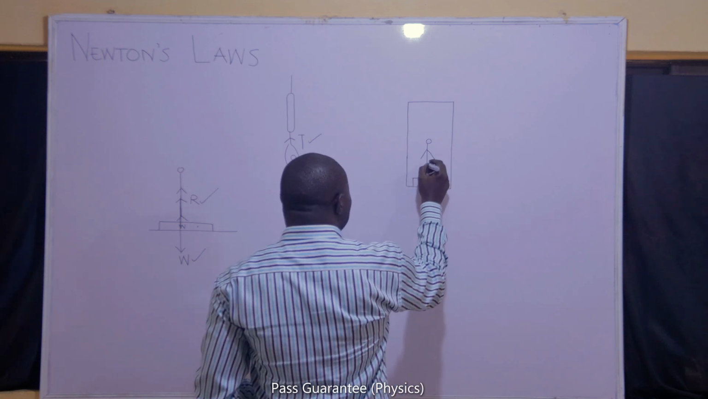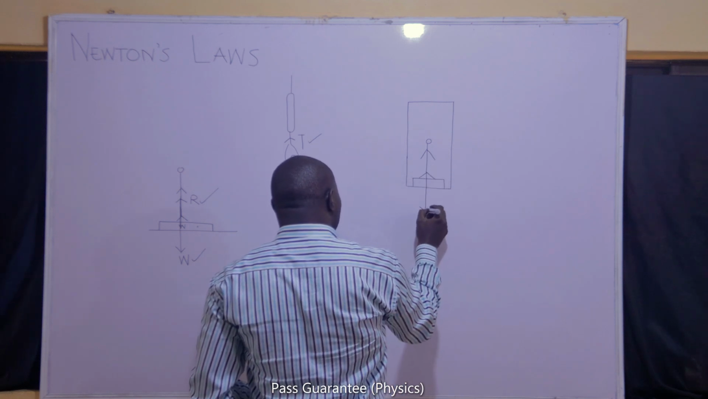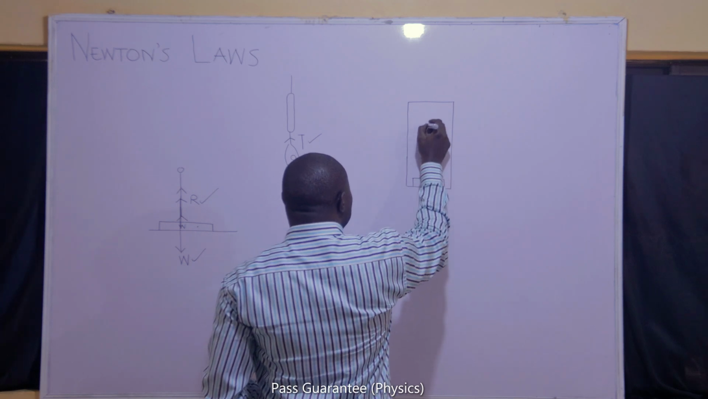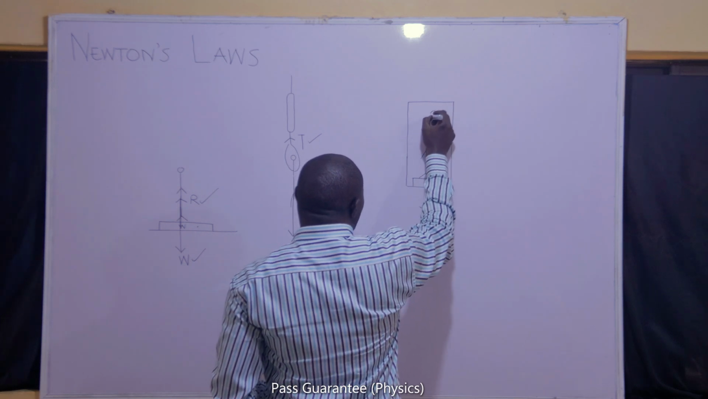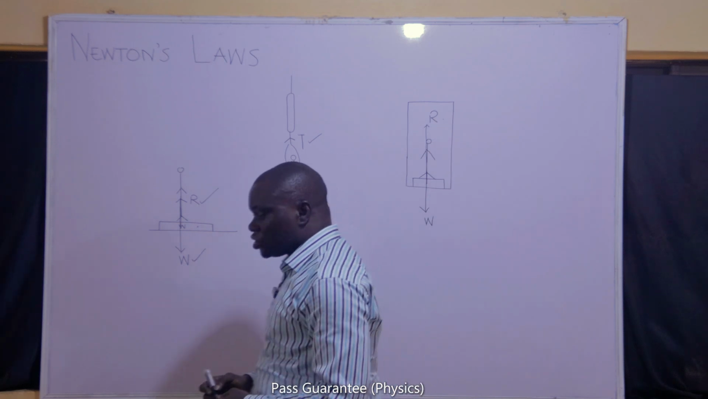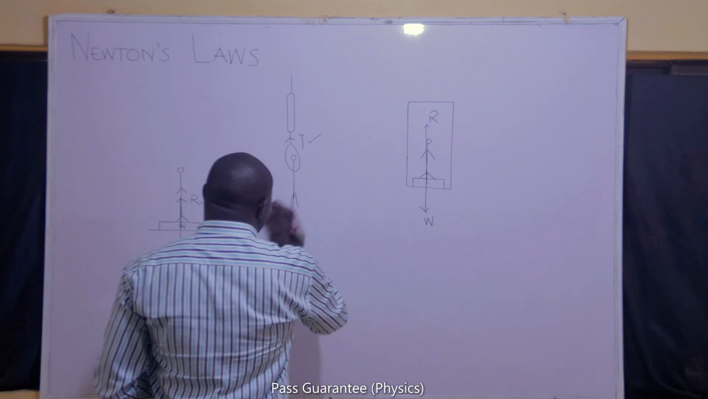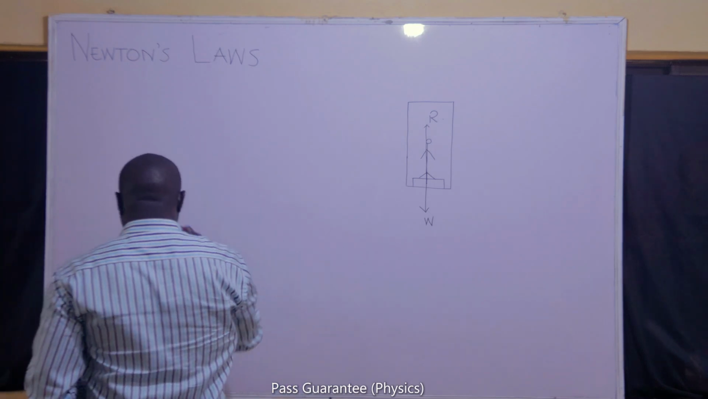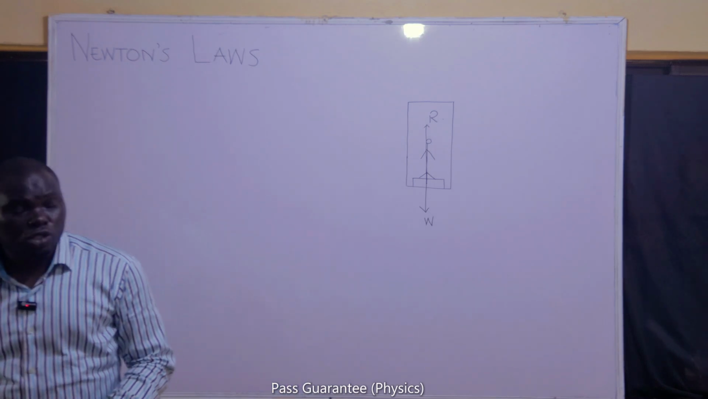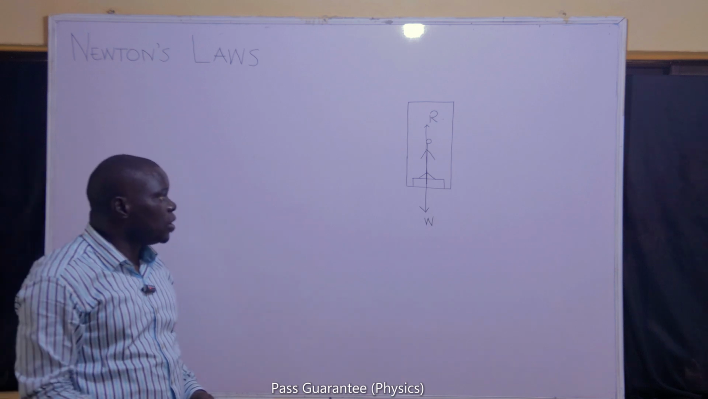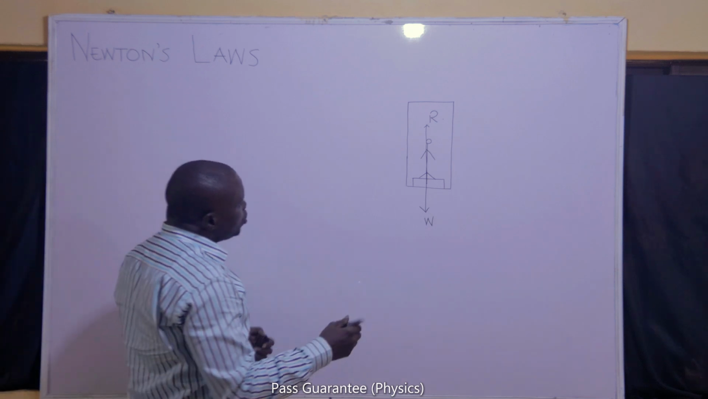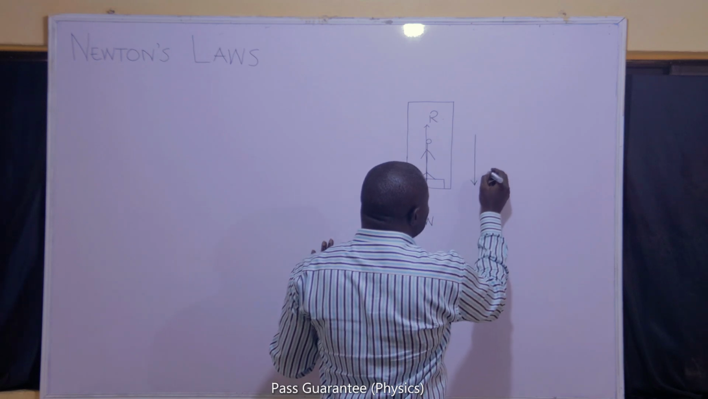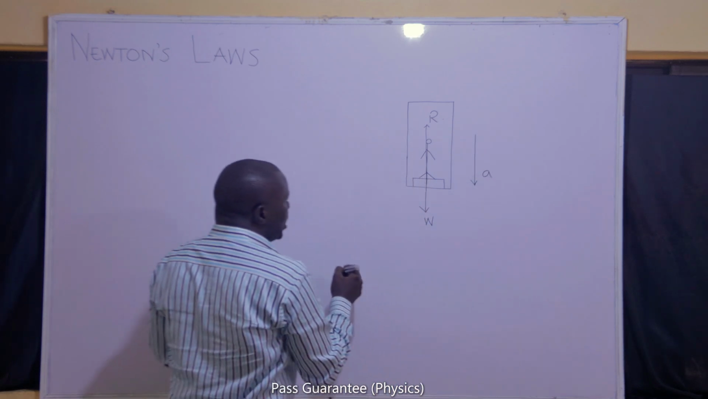You will have a weight which is downward, but the weighing machine or the lift will exert a directly opposite normal reaction force on you. If the lift is not moving, R is equal to W, so the weighing machine will give you an idea of your weight. But let us look at a situation in which the weighing machine is moving down with an acceleration. We are going to look at that, case 1.